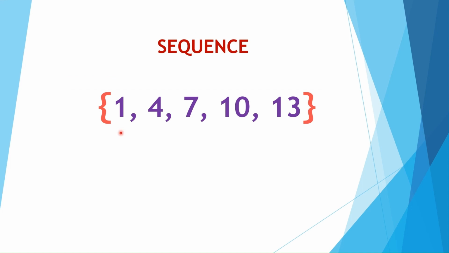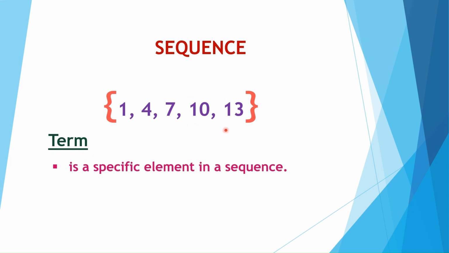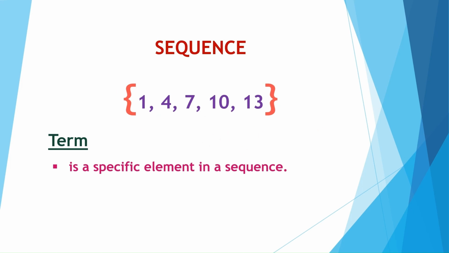We have a sequence here: 1, 4, 7, 10, and 13. Each number in this sequence is called an element of the sequence. It is also referred to as the term of the sequence. So everything that is contained herein is called the term or the element of the sequence. Moreover, each term is listed in a specific order.